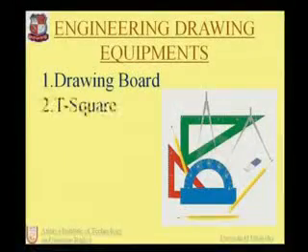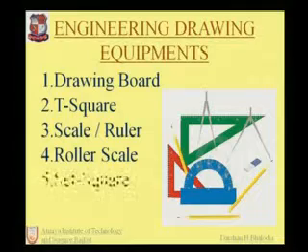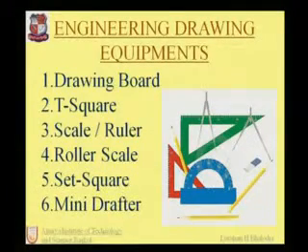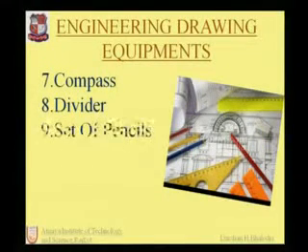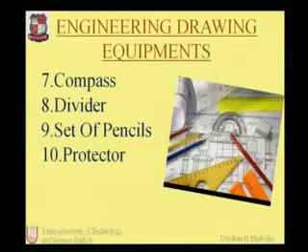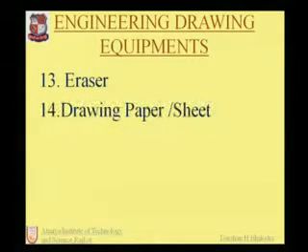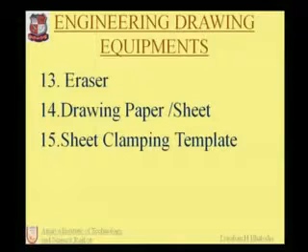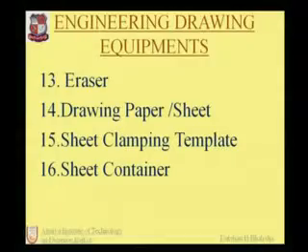The basic drawing equipment consists of, the first one, the drawing board, second one is the T-square, third one is the scale or ruler, roller scale, set square, mini drafter. The next ones are compass, divider, set of pencils, protractor, French curves, circle master, eraser, engineering drawing paper sheet, sheet clamping devices, sheet containers.